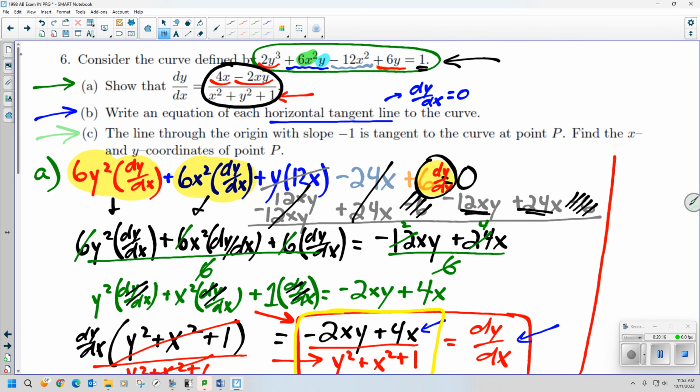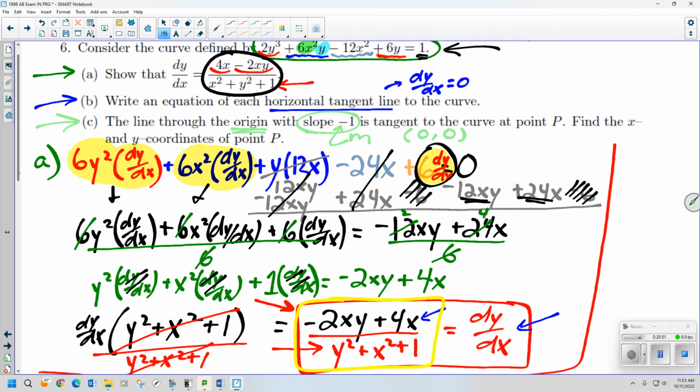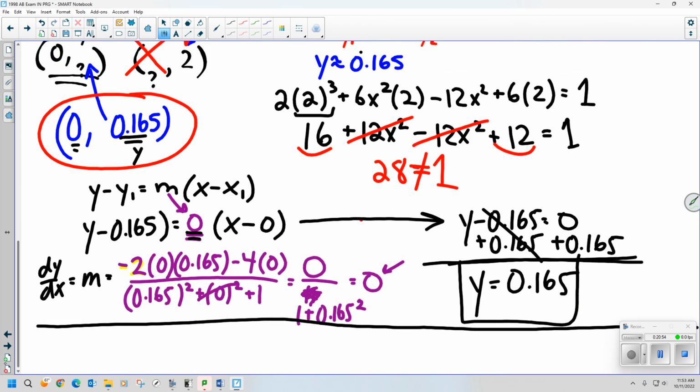C. The line through the origin with a slope of -1. That's our m value of slope. If it's through the origin, that means it's the coordinate (0, 0), and my slope is -1. It is tangent to the curve at point P. Find the x and y coordinates of point P. If I'm going to find a coordinate, I'm eventually going to have to go into my original equation, but for right now, let's start with what they gave us.